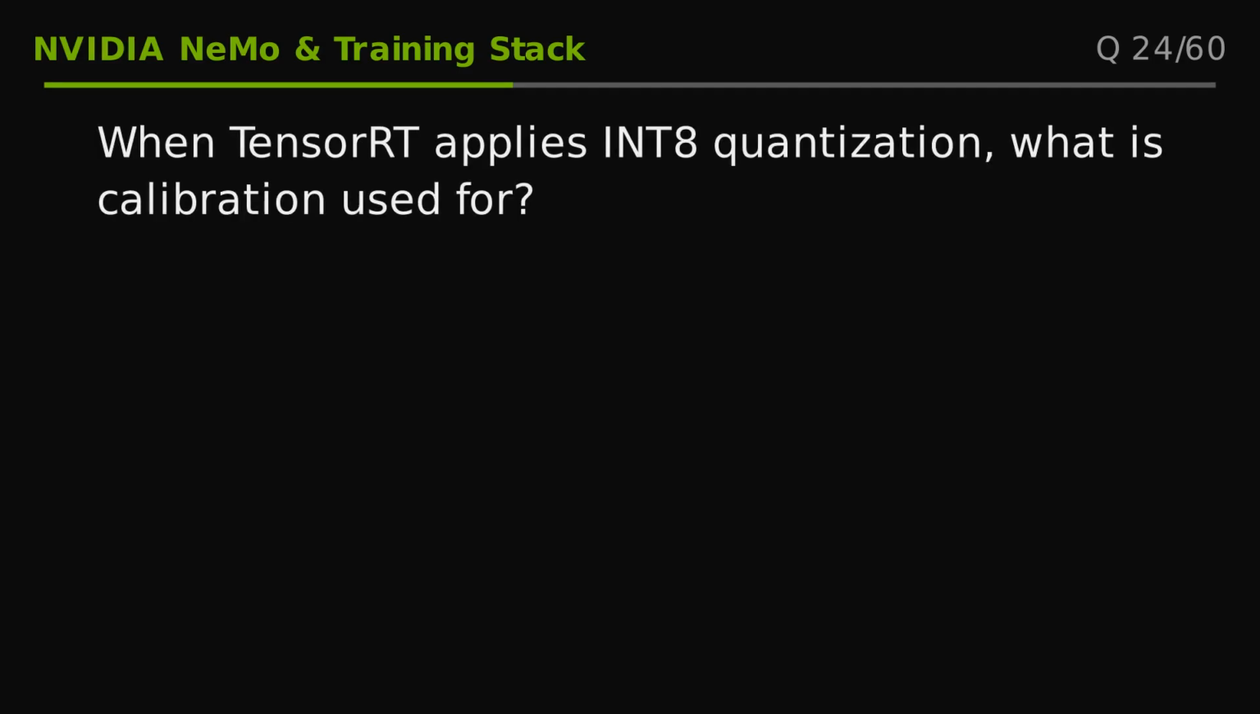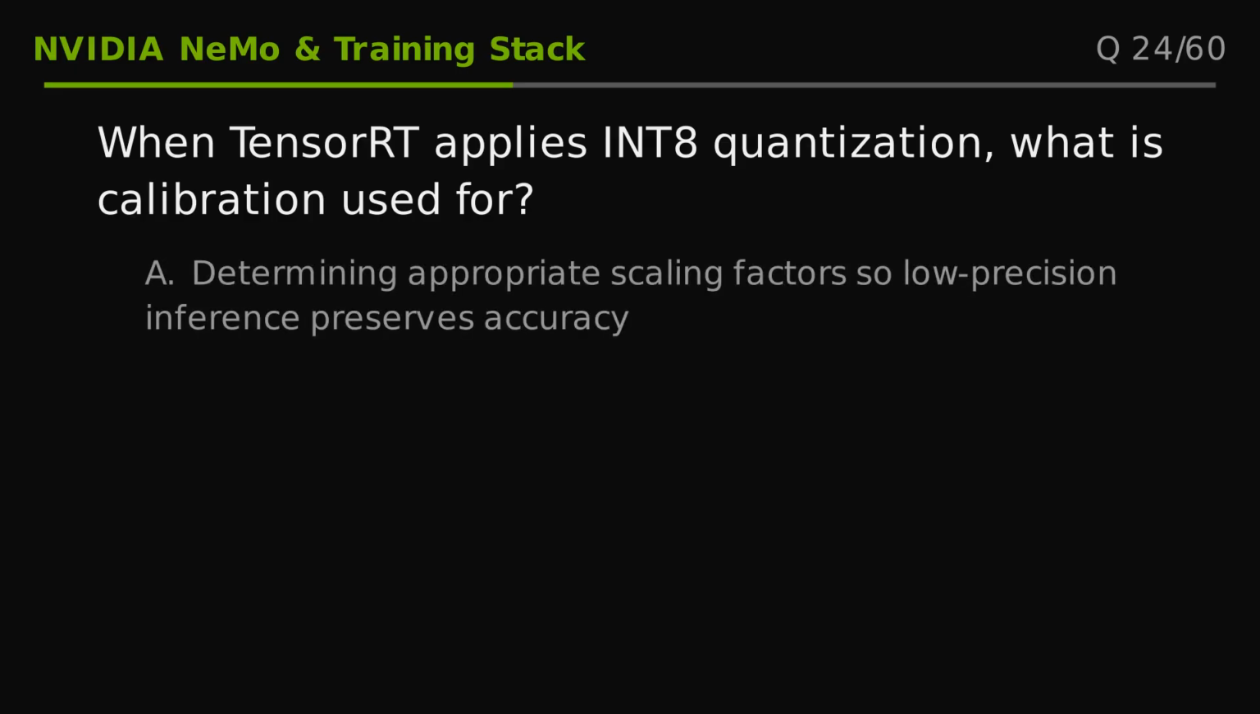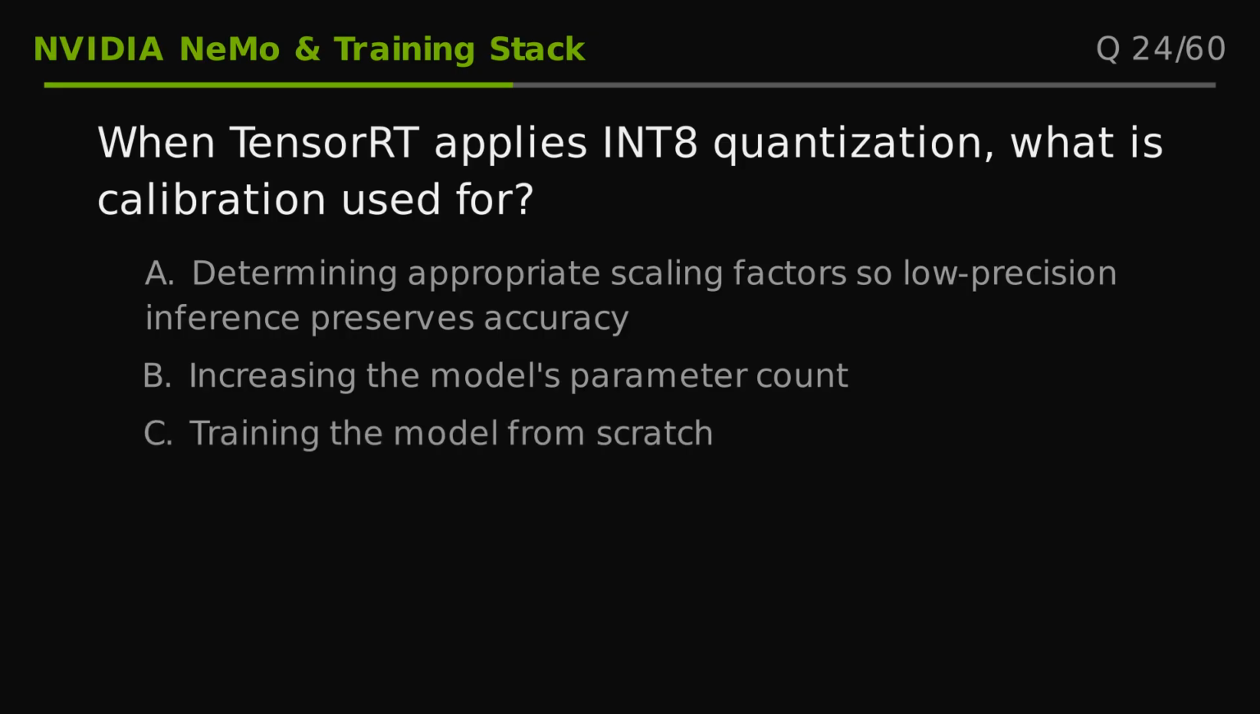Question 24. When TensorRT applies INT8 quantization, what is calibration used for? Option A. Determining appropriate scaling factors so low precision inference preserves accuracy. Option B. Increasing the model's parameter count. Option C. Training the model from scratch. Option D. Encrypting the weights.